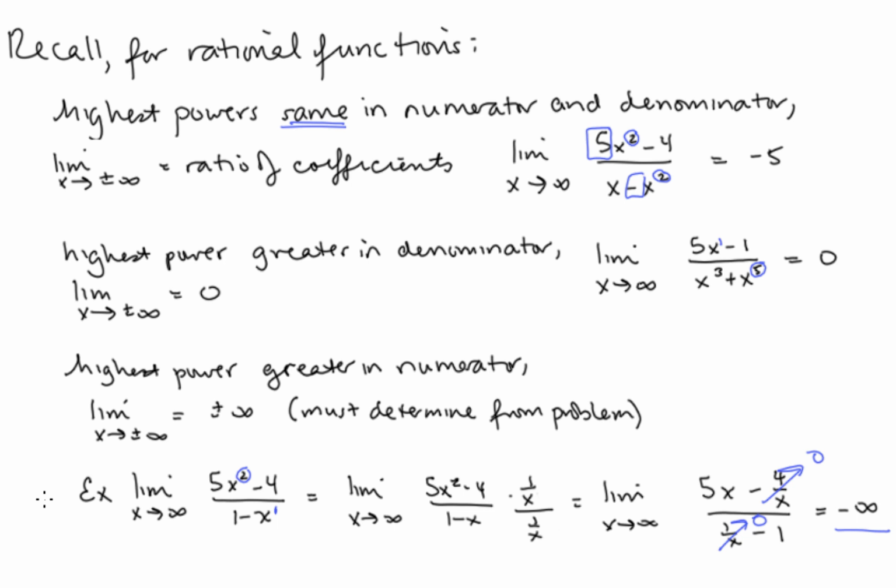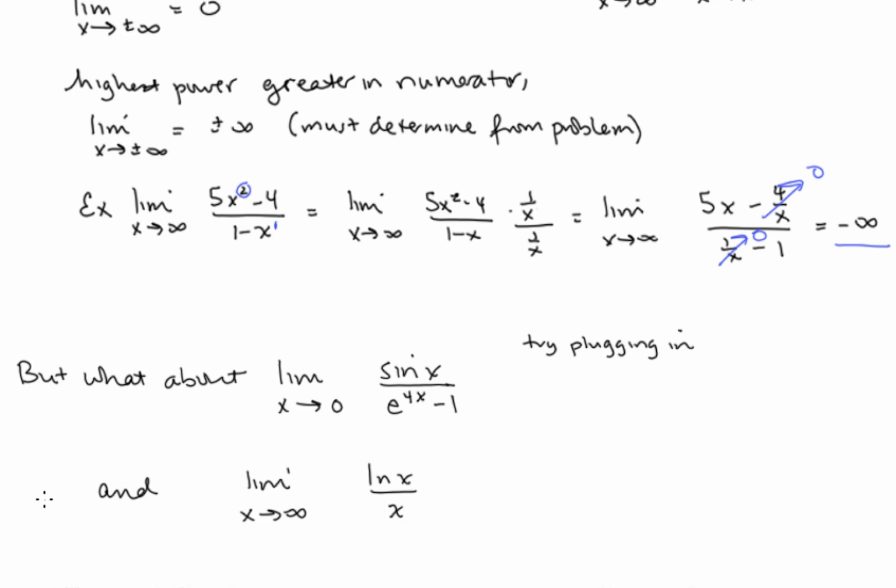But now we're going to build on this, because what happens if we have problems like this? Here we have the limit as x goes to 0 of sine x over e to the 4x minus 1. Now, we always try just plugging in this value first. So that would give us sine of 0 over e to the 0 minus 1. So that would be 0 over 0. Again, this is an indeterminate form.